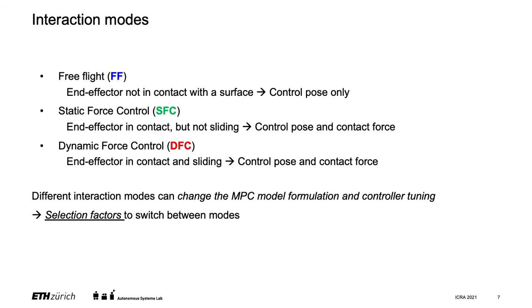Based on the 3 identified stages, we define the corresponding flight modes: free flight, static force control, and dynamic force control. Depending on the flight mode, we control only the pose of the platform or both the pose and interaction force. At the same time, we use the information about the flight mode to change the interaction dynamics in the NMPC. In order to detect and to switch between interaction modes, we use 2 selection factors.